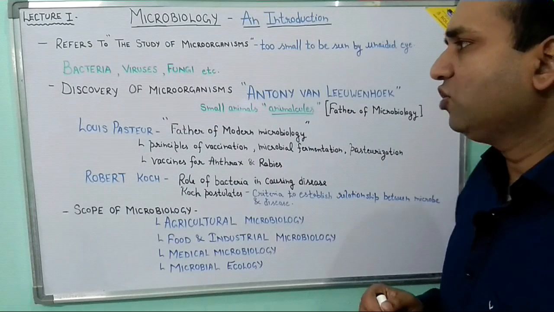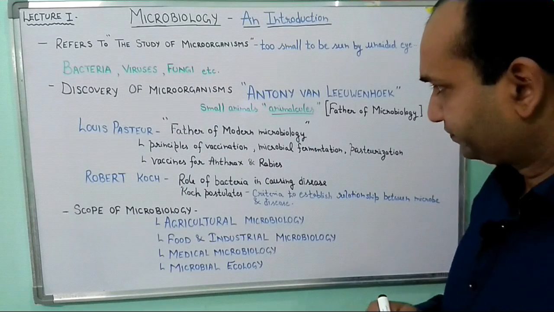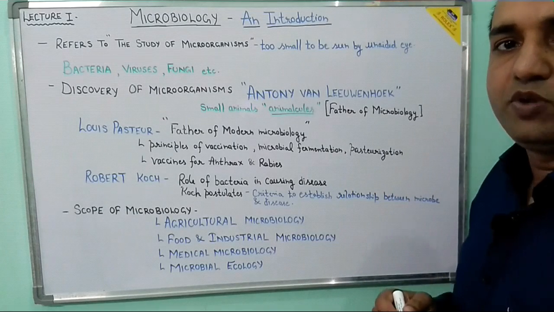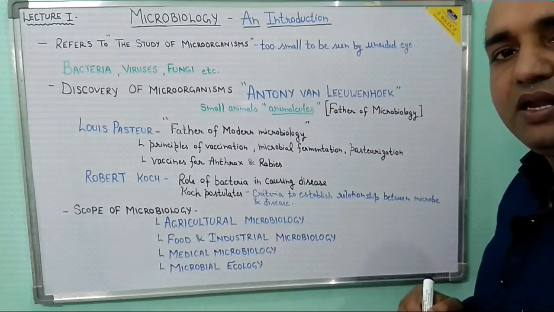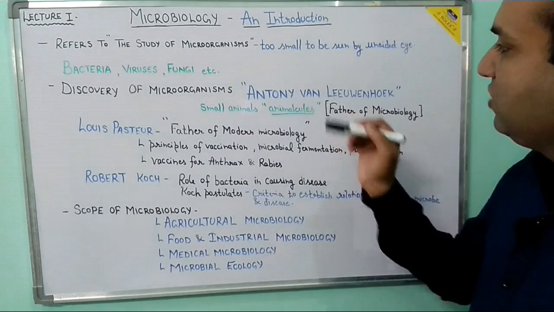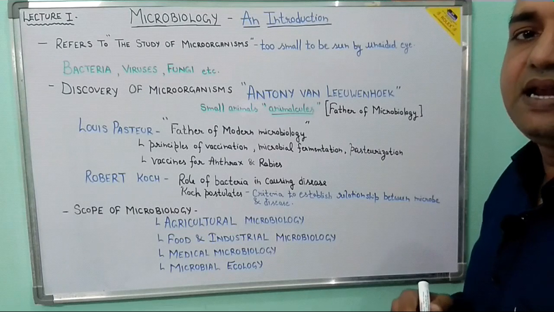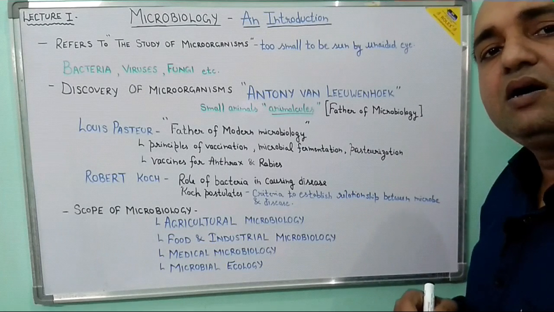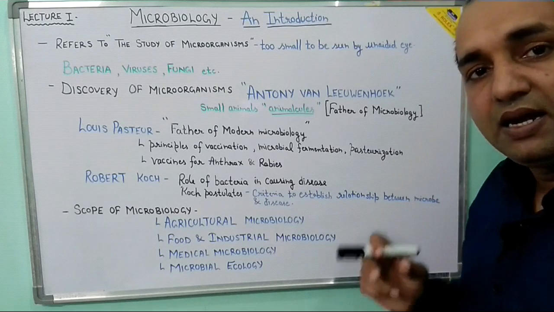Next comes the discovery of microorganisms. This is a very interesting topic. How did the discovery of microorganisms take place? For this we should know about Antony van Leeuwenhoek. Antony van Leeuwenhoek belonged to Delft, the Netherlands. He was basically a draper. Draper means a cloth merchant. But he had a keen interest in making lenses.